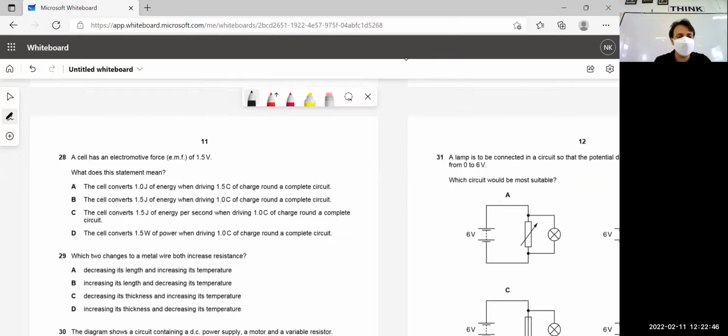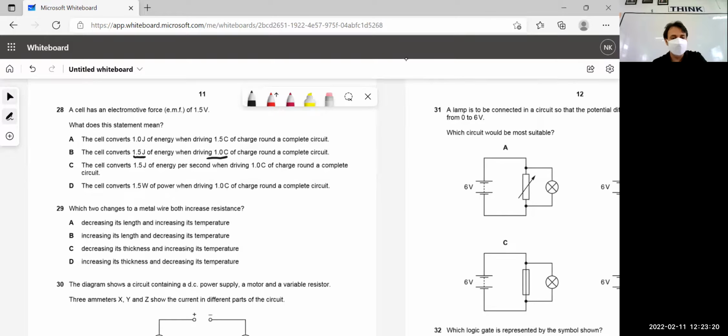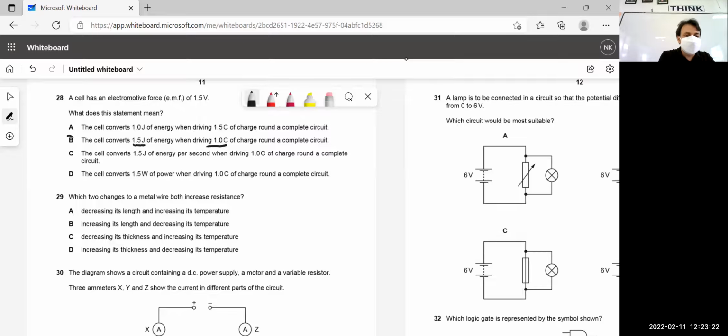Question number 28, children. A cell has an electromotive force, EMF, of 1.5 volt. You have to remember this statement: 1.5 volt means 1.5 joule of energy when driving 1 coulomb of charge around a complete circuit. That is called 1.5 volt, or 2.5 volt, whatever the value. It is the energy driving a charge of 1 coulomb per unit charge. That is called EMF of a cell. So the answer is B.